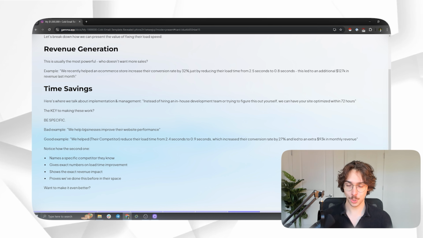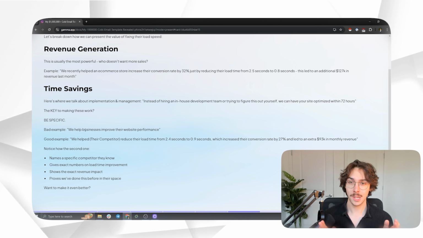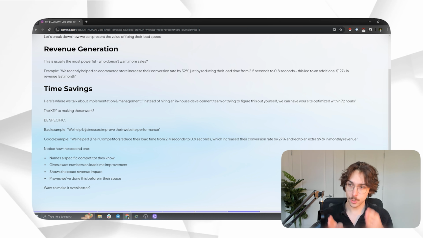Cold outreach intrinsically is a one-to-one channel. It's not an ad. It's not a piece of content. Right now, I'm talking in generalities because I don't know who's on the other side of the screen. But with cold email, you do. You're reaching out to someone specifically. And so you want to make sure the emails that you're sending out are specific to them.